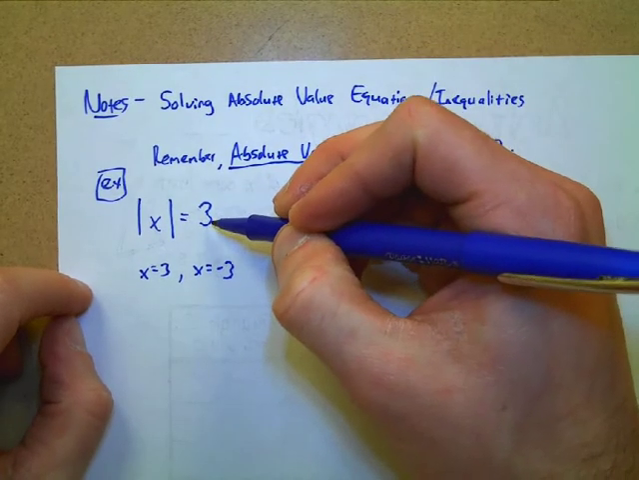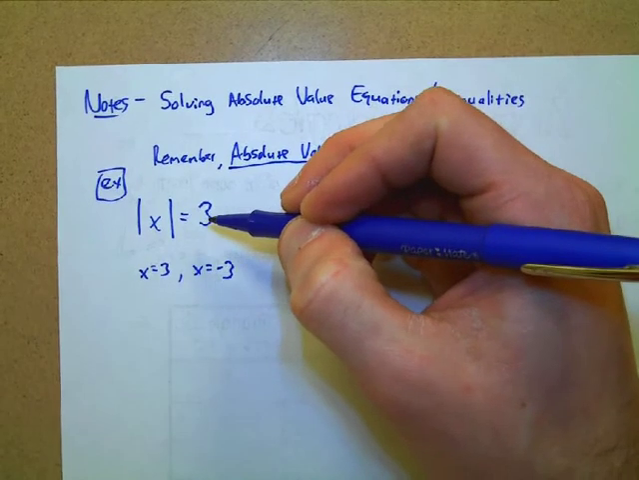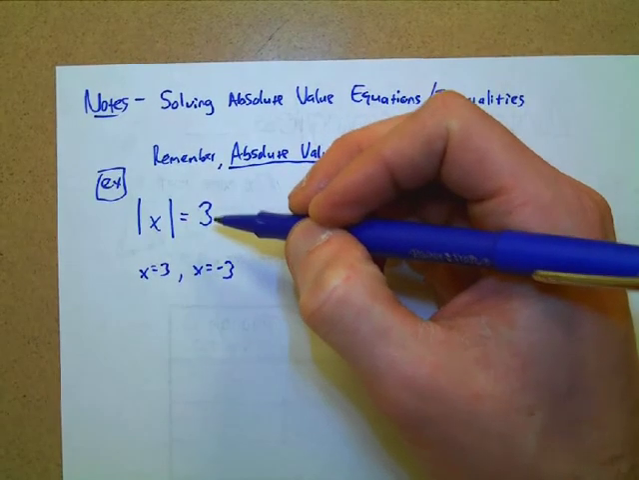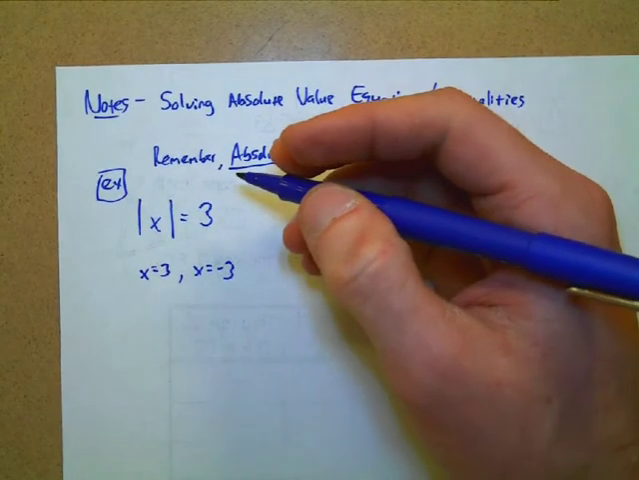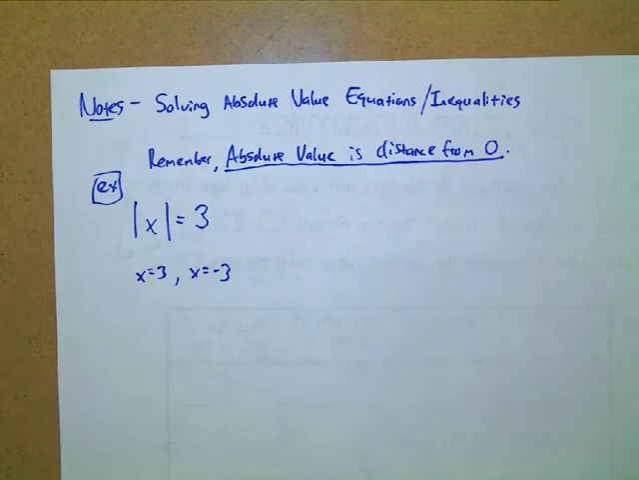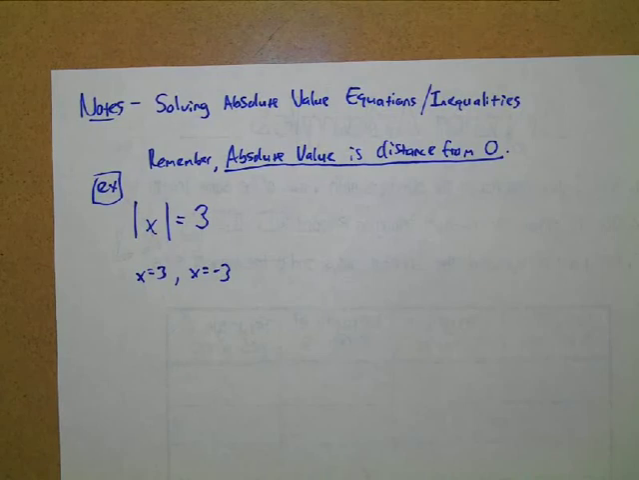So what two numbers are 3 units away from 0? Well, you can go 3 units in the positive direction, and that's 3. You can go 3 units in the negative direction, and that's -3. So we have 2 answers here for this equation. Okay, and yes, you need to come up with both, right?